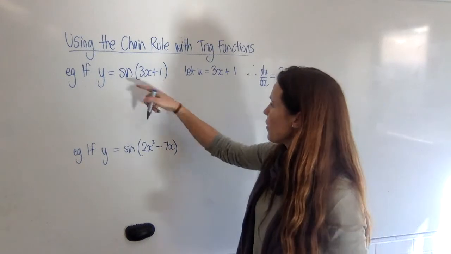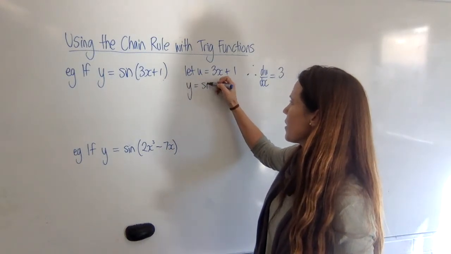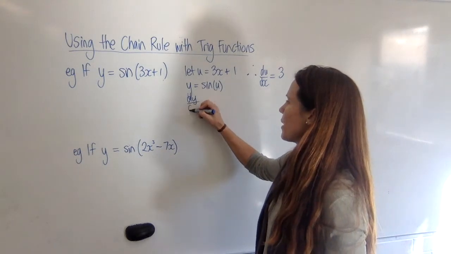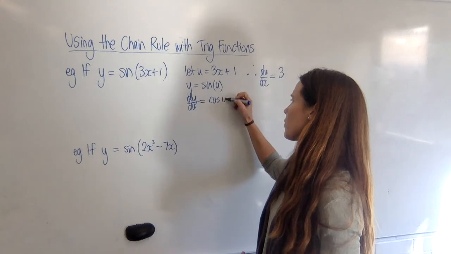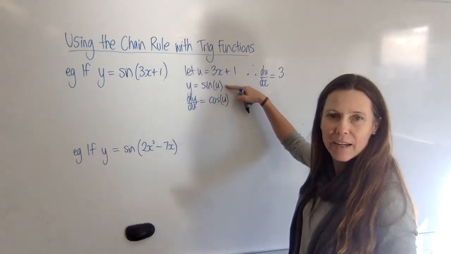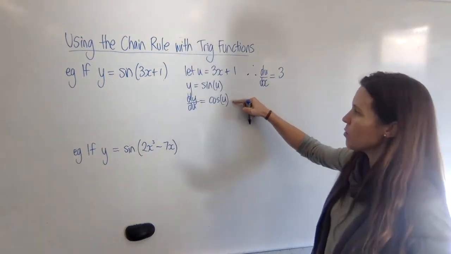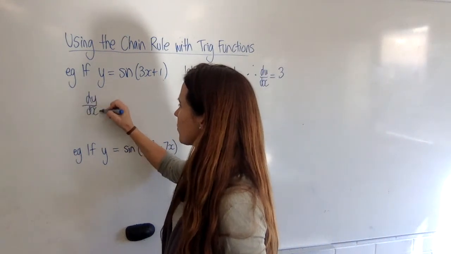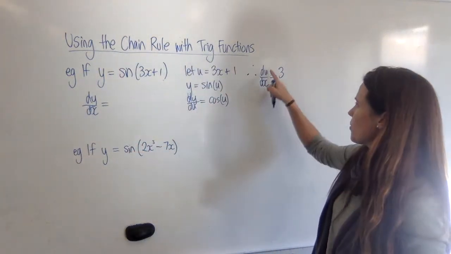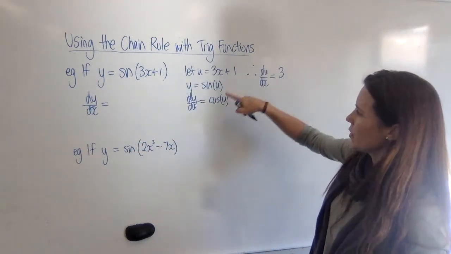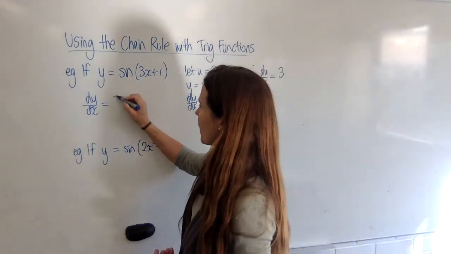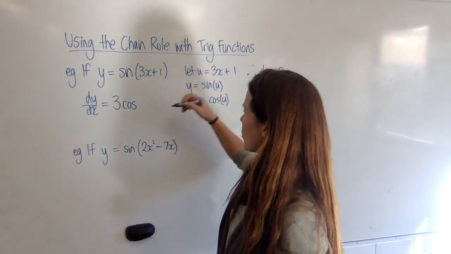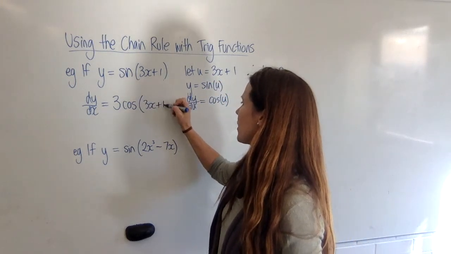Then we can rewrite our function with u in it. If y is now the sine of u, then we can differentiate y with respect to u and say we get the cos of u. Just like differentiating sine x gives us cos x, differentiating sine u will give us cos u. Now to get dy dx, we can do dy du times du dx, and that gives us 3 multiplied by the cos of u. So we'll put the 3 out the front and put cos, but instead of putting u, let's write down what u actually is. It's that complicated part.